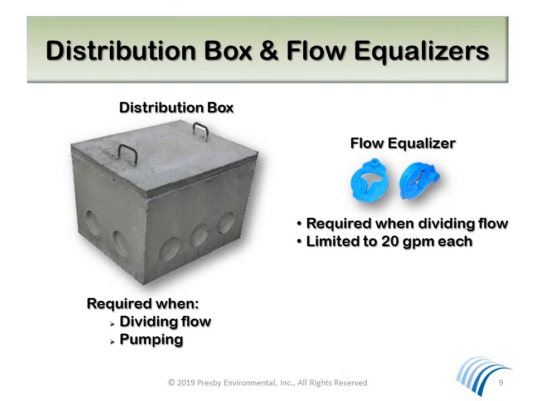Other typical components are the distribution box, which is used to divide flow to various portions of the field, and flow equalizers. Whenever flow is divided, you must use a flow equalizer. This helps to compensate for a D-box as it moves out of level over time. For example, if two D-box outlets were being used, then two flow equalizers would be required on these outlets. Never place a flow equalizer on a D-box outlet that is being used for a vent stack.